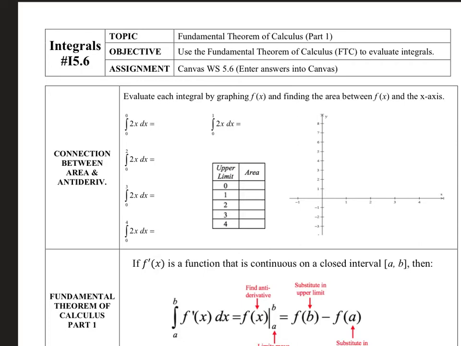Section 5.6, we're going to talk about the fundamental theorem of calculus. It will begin 2 days of our adventure into the FTC. FTC stands for Fundamental Theorem of Calculus. Today will be part 1. We'll talk about part 2 on the next video.